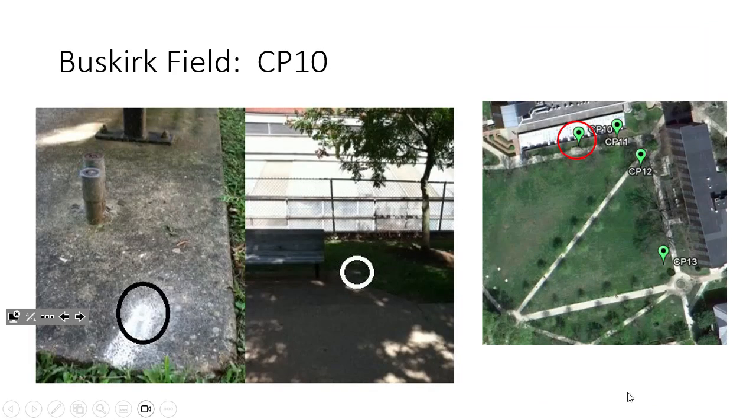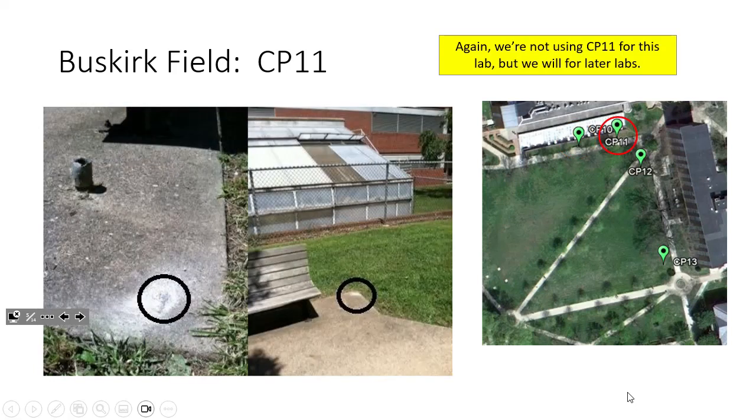First off, I want to show you pictures of the control points, and I've got flags next to them in Buskirk Field, assuming that they haven't been moved. So CP10 and CP11 are both next to these benches. I'm going to show you the image for CP11 because it's a little bit easier to see. With both CP10 and 11, there's a bench right here, and there's this piece of concrete. If you look in the concrete, there's a little pipe sticking out. There's a nail set right here.